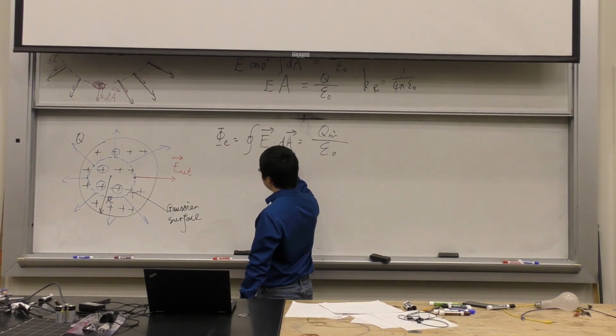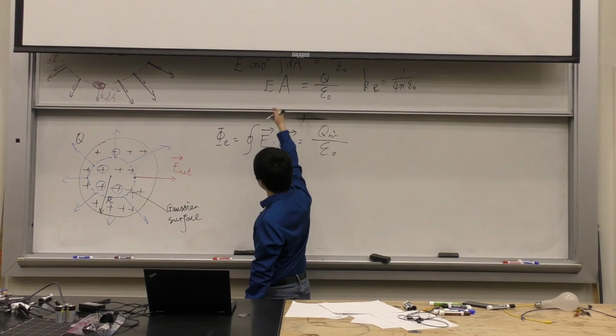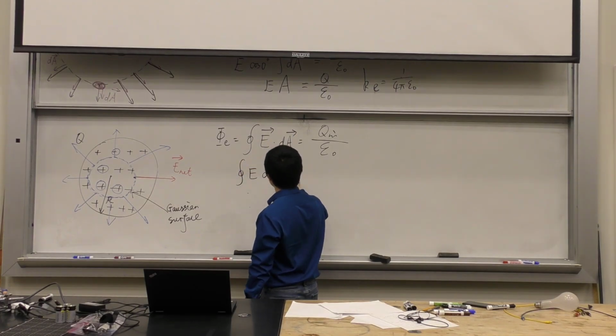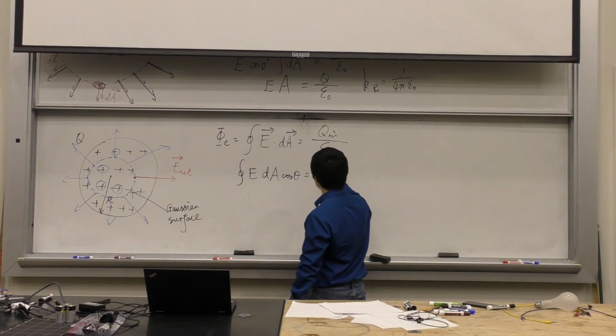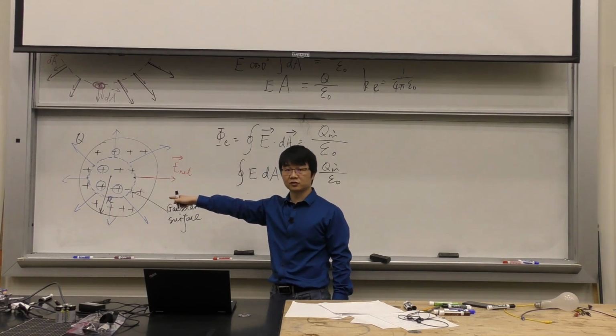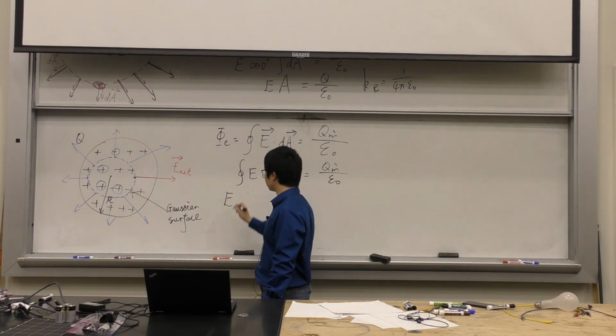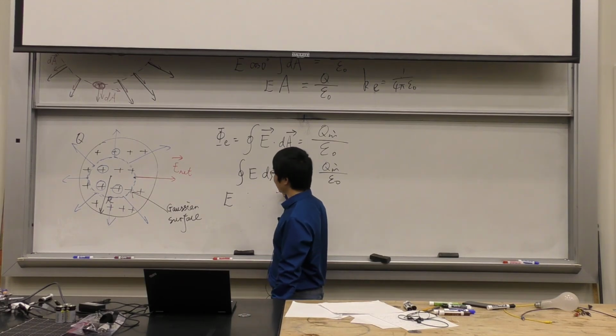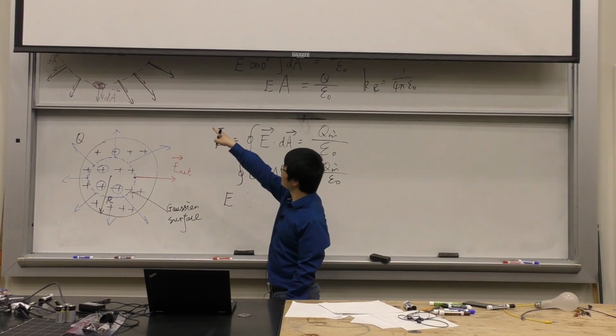Now let's do the left-hand side. It's going to be exactly the same process, right? E dA cosine theta, no change. E is going to be a constant everywhere. That's why I picked the spherical surface as my Gaussian surface, right? So E is going to have the same magnitude at every point. And then the cosine theta is also going to be cosine 0, right?